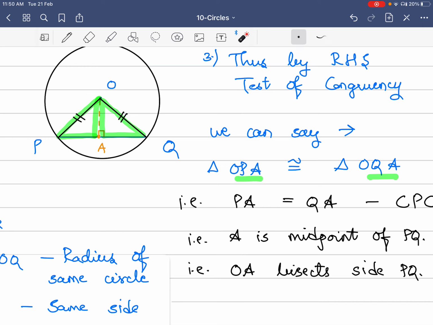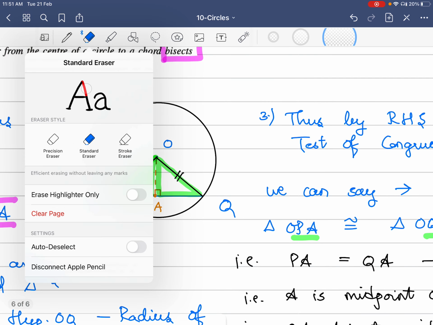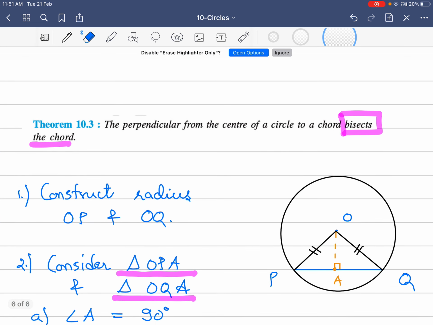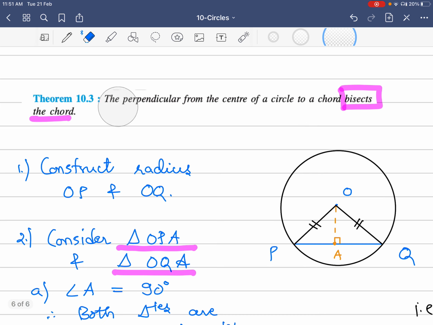So all these three different statements are basically the same thing which we are saying in different ways using different words. PA is equal to QA, which means that A is the midpoint of PQ, which means that OA bisects the side PQ. So this OA, which was a perpendicular drawn from the center to the chord PQ, has bisected the chord PQ. So let me try to get rid of these highlighted things. Yes, so that is clear.